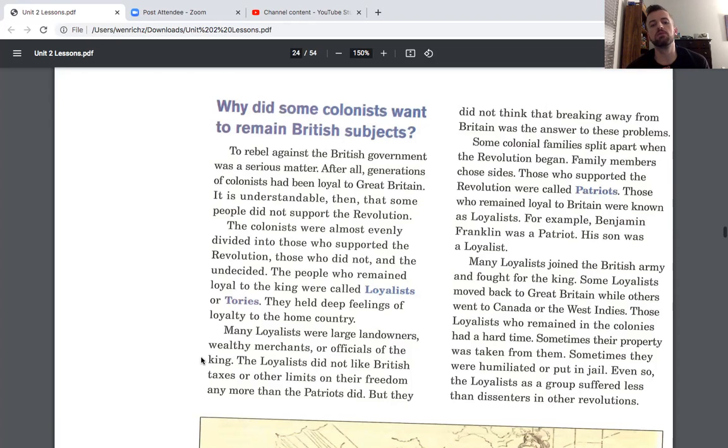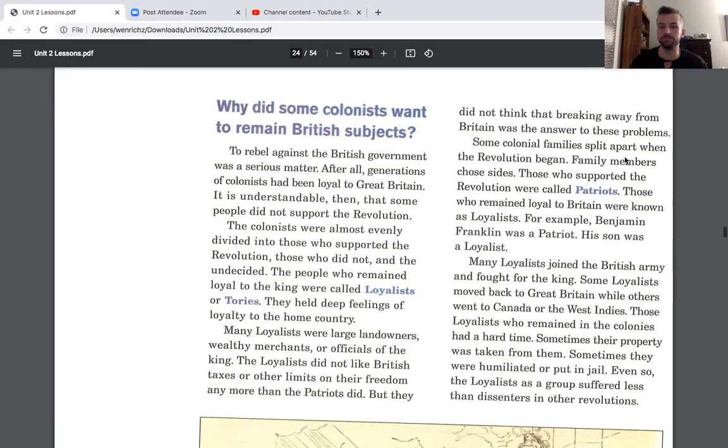The loyalists did not like British taxes or other limits on their freedom any more than the patriots did, but they did not think that breaking away from Britain was the answer to these problems. Some colonial families split apart when the revolution began. Family members chose sides. Those who supported the revolution were called patriots. Those who remained loyal to Britain were known as loyalists. My favorite founder, because he was insane and he was an old guy, he just went off. Benjamin Franklin, clear patriot. He helped write the Declaration of Independence, but his son was an official in Great Britain, loyalist.